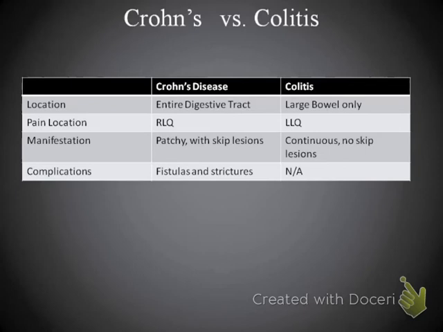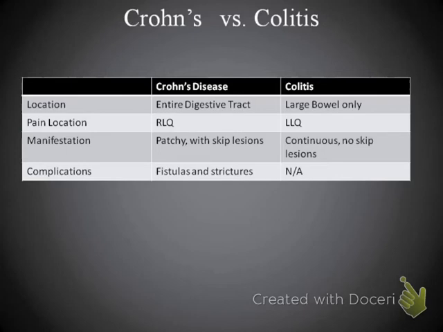So the important thing to look for between Crohn's and colitis is really what happens. Crohn's disease is going to be located in the entire digestive tract. So, as we saw before, it can go from the mouth to the anus. Colitis, however, on the other hand, is only large bowel. So you're only going to look for colitis in the large intestine. The pain location for Crohn's disease is the right lower quadrant. Colitis is left lower quadrant.